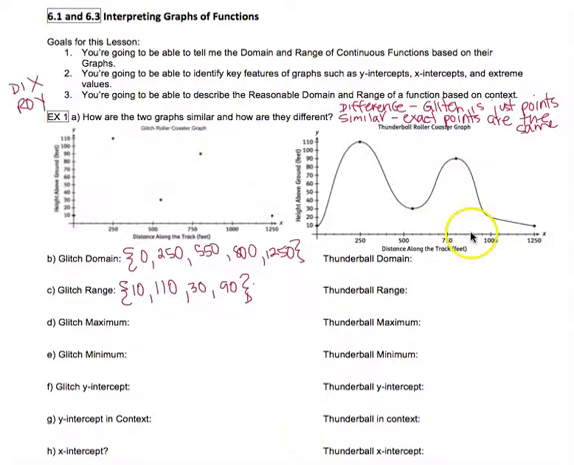When we are looking at the thunderball, however, the domain is, because these curves connect, it means that everything that's between these values is included. If I wanted to, I could go through and make a little exact point on every single x value that I wanted, as long as it's between the endpoints. So my x values start at 0 and they end at 1250.